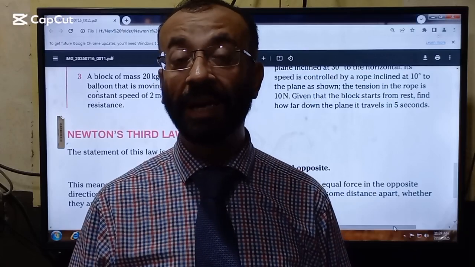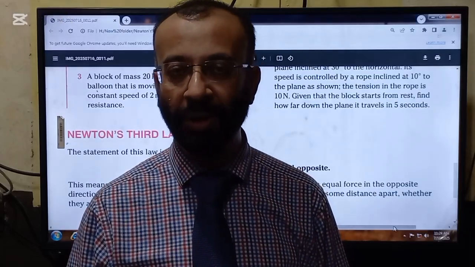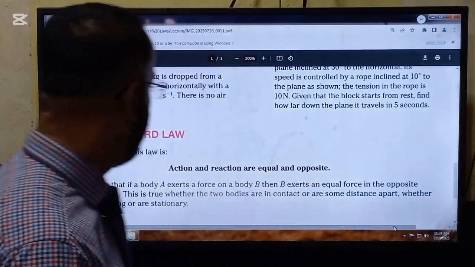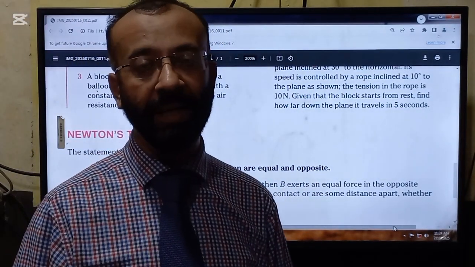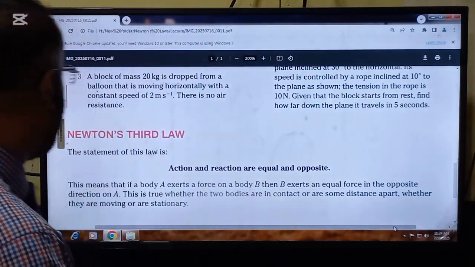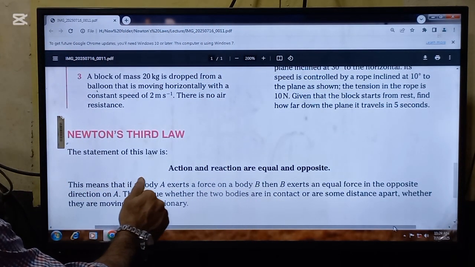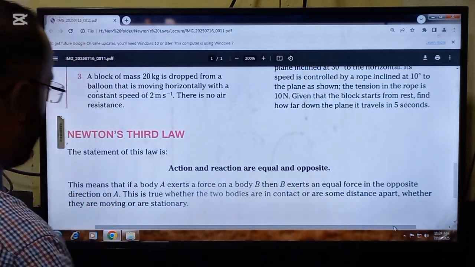Good morning, students. Our topic today, in the topic of Newton's laws of motion, is Newton's third law in the subject of mechanics, A levels. So concentrate yourself. We are going to start now. The statement of this law is: action and reaction are equal and opposite.